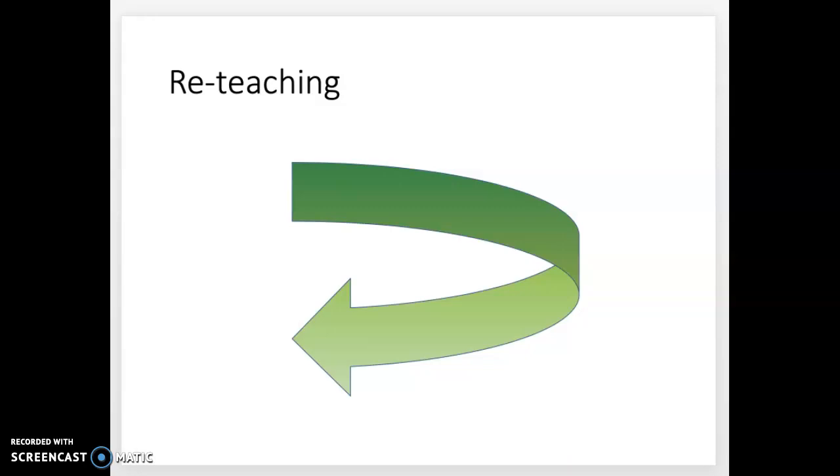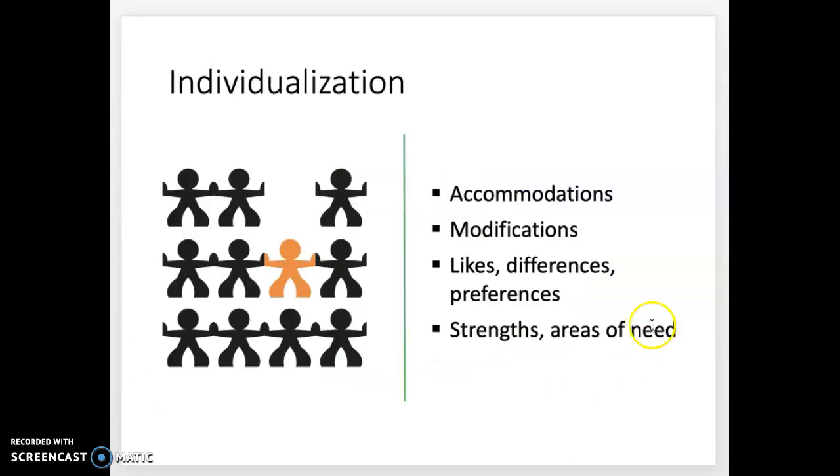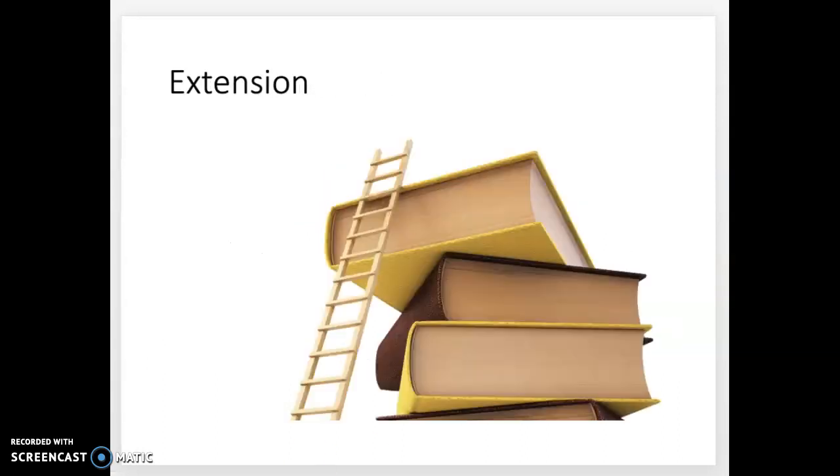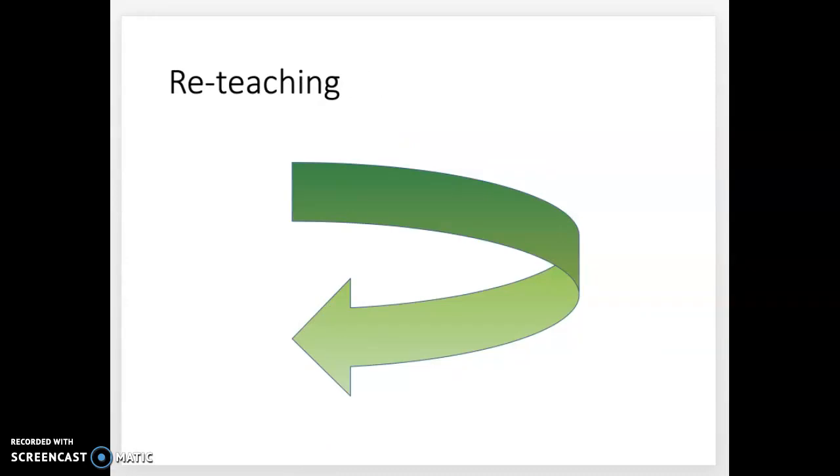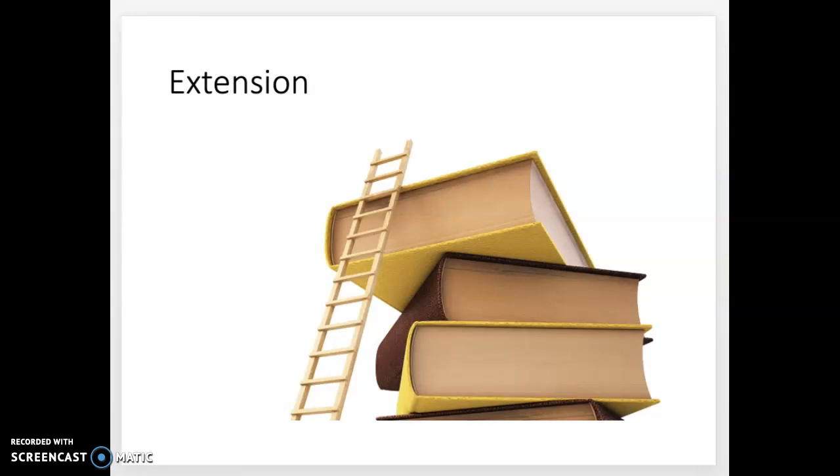So that is going back to this concept of knowing the areas of need and strengths of your students so you know whether to provide an extension or reteaching. And again, based on the different lessons and the content, it's going to change. The same students are not always going to need reteaching. The same students are not always going to need extension. It's going to change based on the content and based on the students.